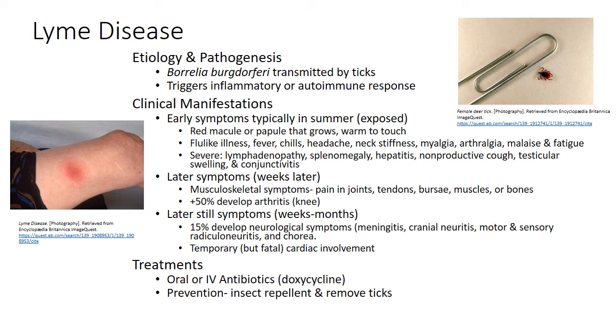So what we do for treatment is antibiotics. And we want to get antibiotics on board right away, either orally or parenterally. We also talk about prevention. So wearing insect repellent, inspecting for ticks. If you're out in areas where deer ticks live, make sure you remove them right away. And then if you do notice a bite, you're watching for signs and symptoms.